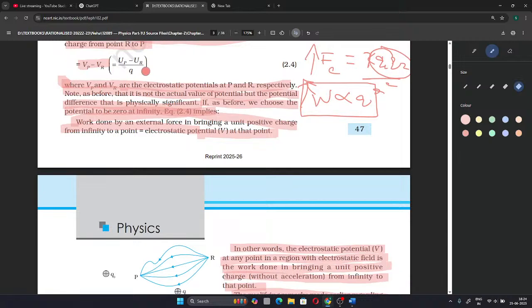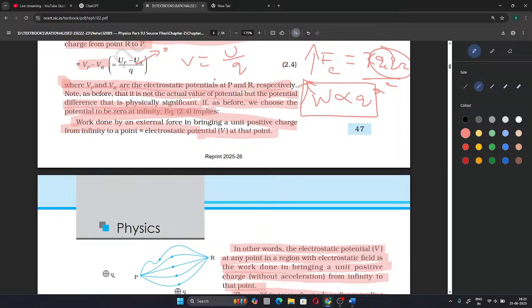In this equation, if we take UR at the point R as a point at infinity, then the potential energy at infinity equals 0, and we can define potential as U by Q. So the potential is the work done by an external force in bringing a unit positive charge from infinity to a point, which is equal to the electrostatic potential.